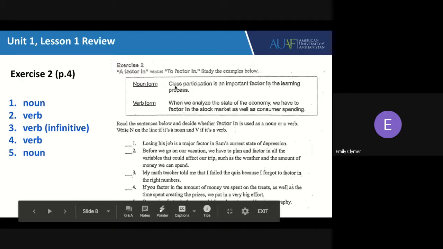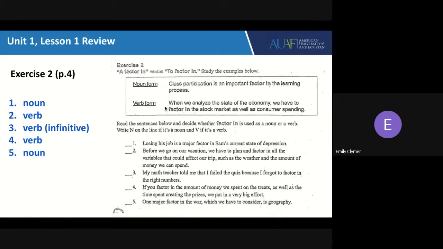So at the top, just to remind you, there are examples of the noun form as well as the verb form, and you can see here a little hint that if you see this helping verb have to, factor is going to be used in the verb form in the sentence.